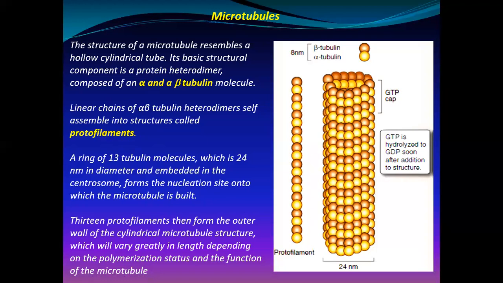Here, what happened? A ring of 13 tubulin molecules, which is 24 nanometers in diameter, embedded in the centrosome, forms the nucleus and site on which the microtubule is built, right? So when this microtubule is built, there are 13 protofilaments, which form the outer wall of the cylindrical microtubular structure. This is a cylindrical structure with a core inside.